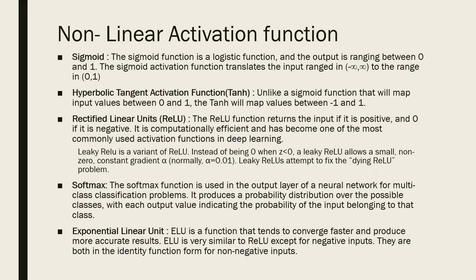And the next one is softmax. The softmax function is used in the output layer of a neural network. It produces a probability distribution over the possible classes, with each output value indicating the probability of the input belonging to that particular class.